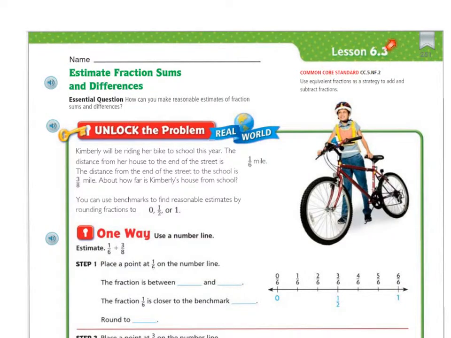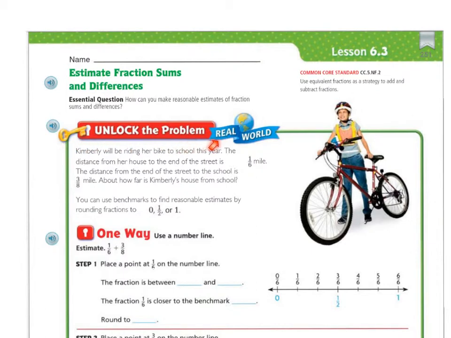Good morning. Today's lesson is 6.3. We're going to be estimating fraction sums and differences. Our essential question today: how can you make reasonable estimates of fraction sums and differences? So we're going to be using estimating today with our fractions.